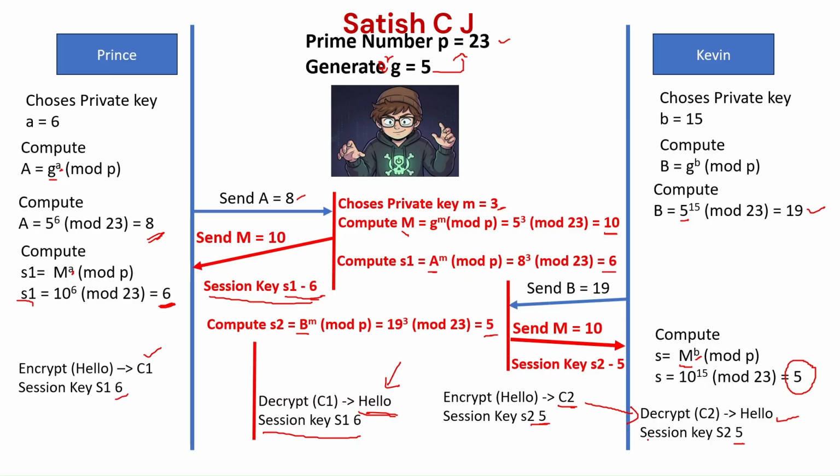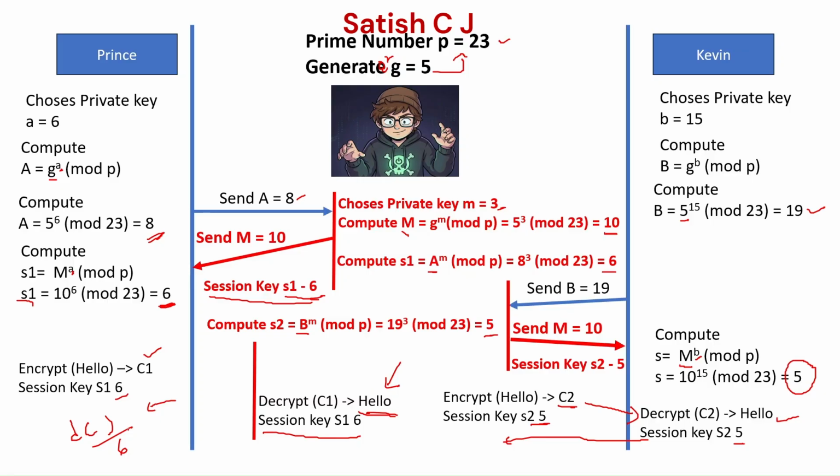So he can also read the messages that are sent from Kevin to Prince. Kevin encrypts using the session key 5, the hacker will decrypt using the session key 5, and then he will again encrypt it using the session key 6, and he will send it to Prince. So here Prince can decrypt whatever message comes using the session key 6. So like this, the hacker acts as the man in the middle and is able to decrypt and encrypt the messages that are transferred between two parties.